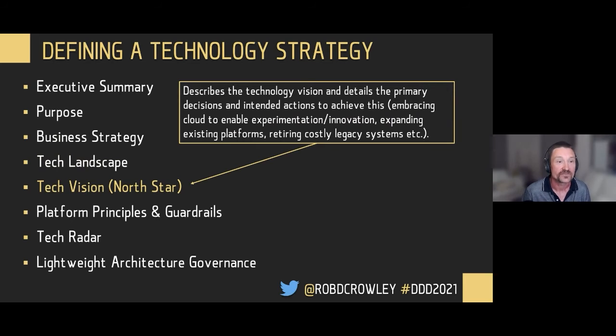The next part is defining the tech vision or North Star. This is really where you want to go. So where you want to enable experimentation, innovation. It might be about leveraging existing platforms or retiring other platforms. It might be about cost reduction or increased innovation.